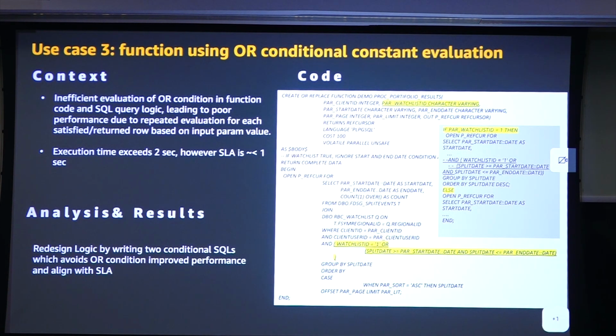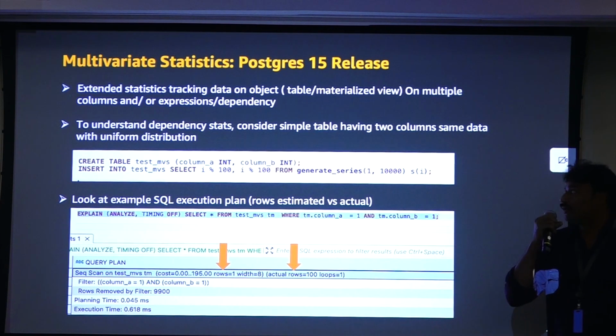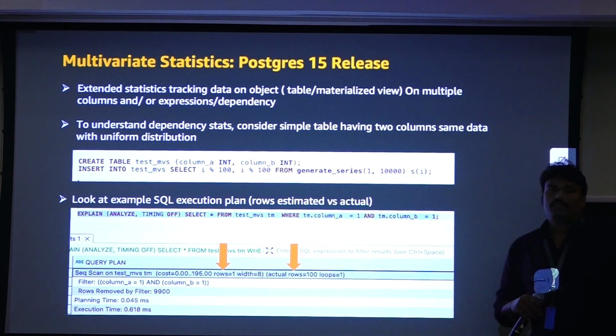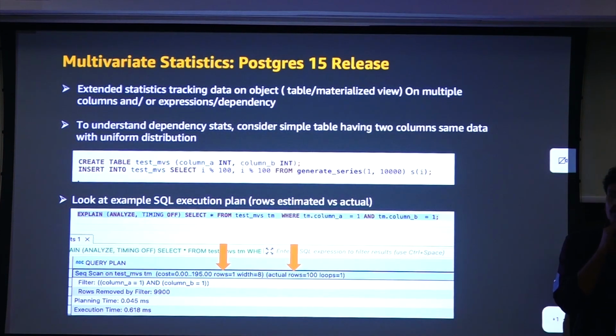Here I want to give a lightning talk on multivariate statistics, which is a Postgres 15 release. You know that statistics are important. When you analyze or systematically gather the stats, the planner makes use of these stats and applies them to the query plan for efficient execution.